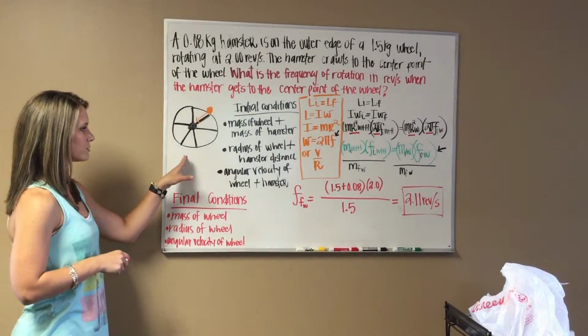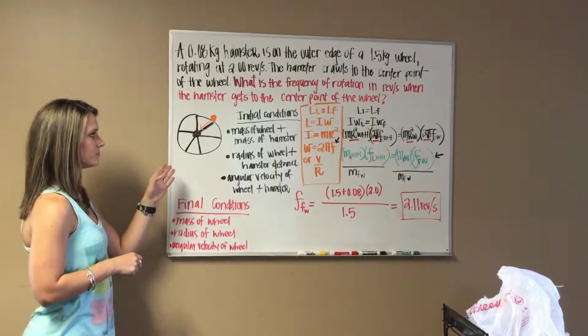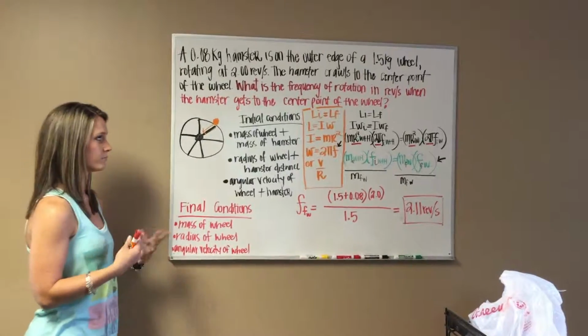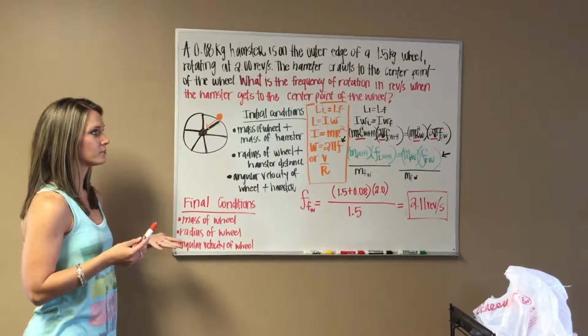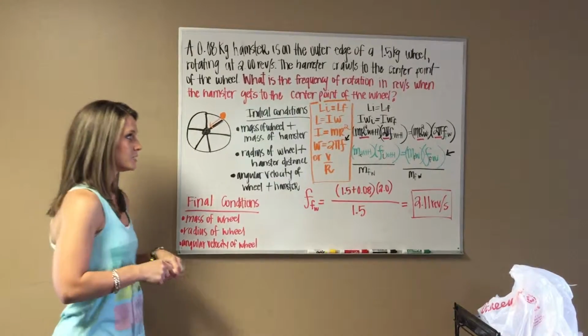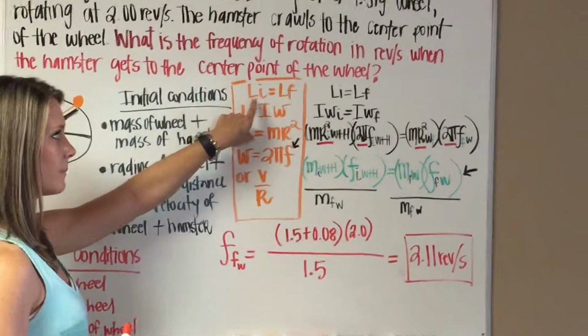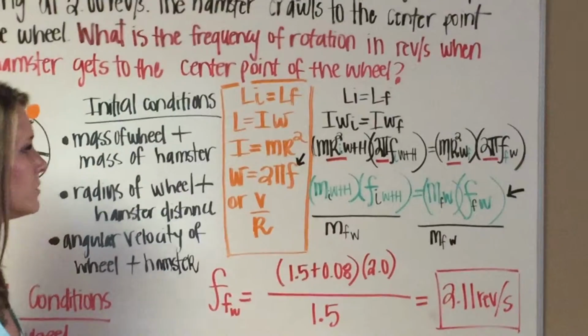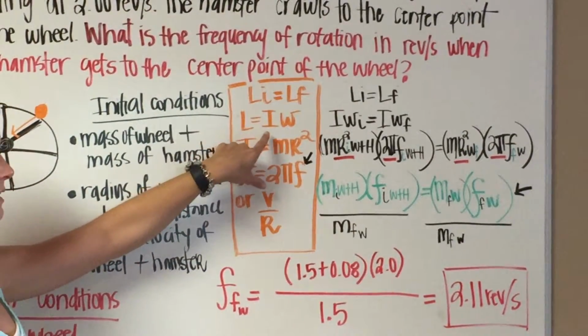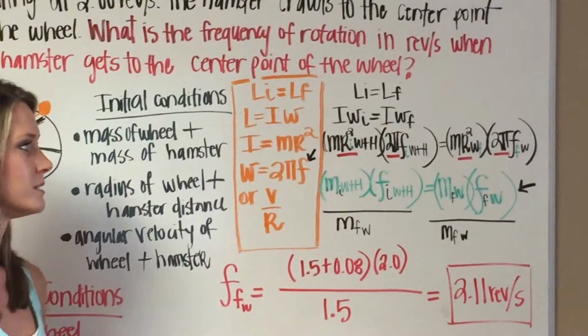So there are no external forces acting on this system. There's only gravity, because we're ignoring friction because it's so small. So in this case, our angular momentum is conserved. So we get to use this formula: L initial is equal to L final. And L is just the inertia times the angular velocity.